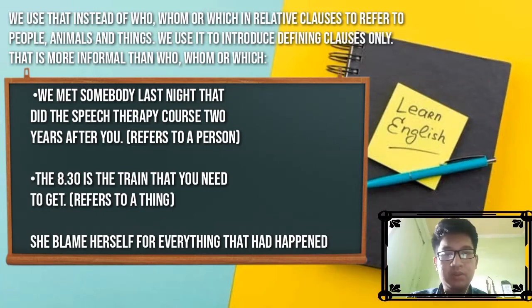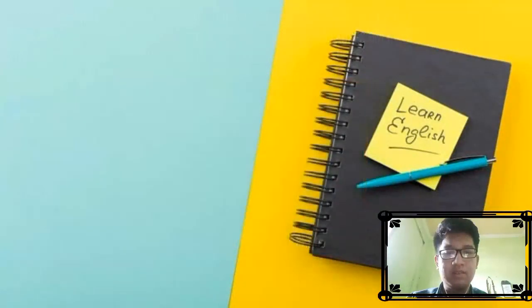Example number 2. The 8:30 is the train that you need to get. This refers to a thing. She blamed herself for everything that had happened.